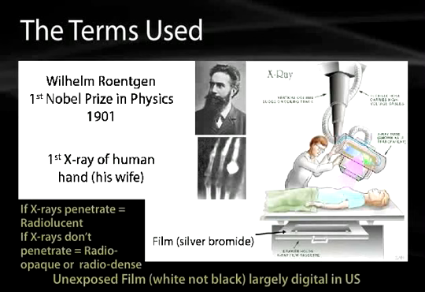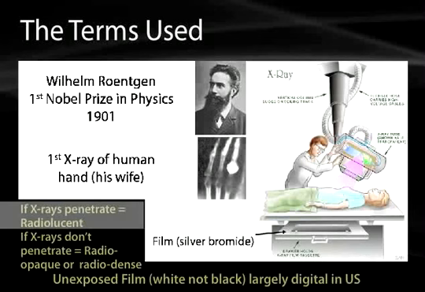Let's get started. Wilhelm Röntgen, the first Nobel Prize winner in 1901, came up with the first X-rays, and he took a picture of his wife and her hand to win that first Nobel Prize. And it's been important ever since.